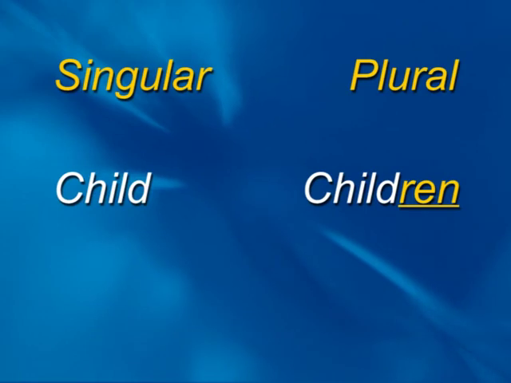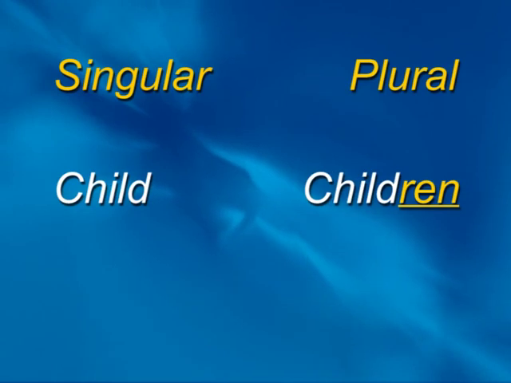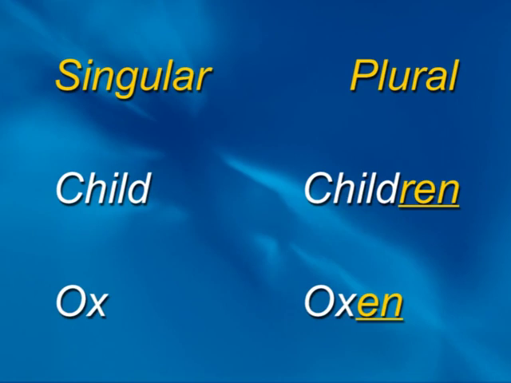Now coming to rule number 9. In some nouns, we add en. Let's take some examples. In the singular, we have child. The plural of child will be children. Similarly, the plural of ox would be oxen.